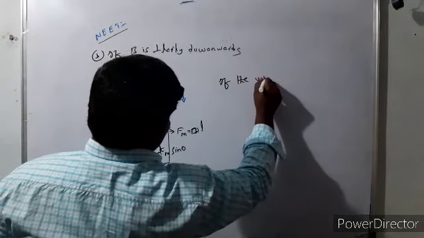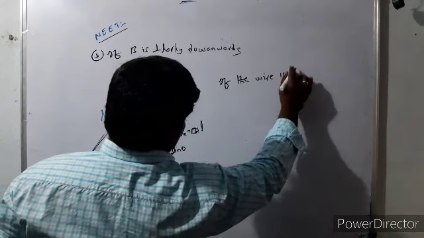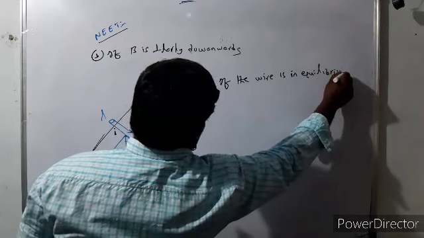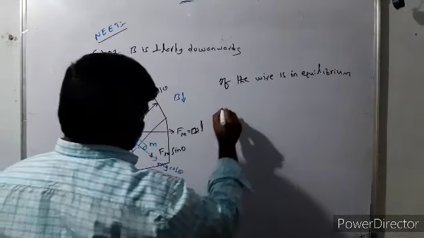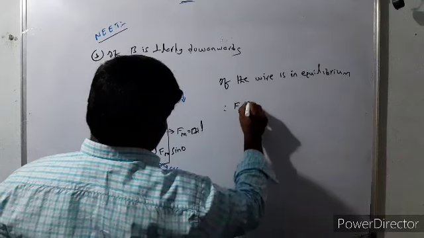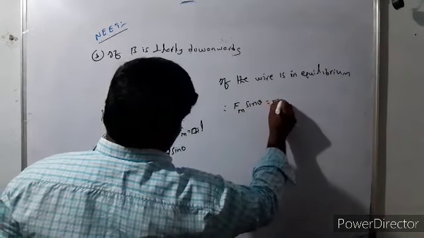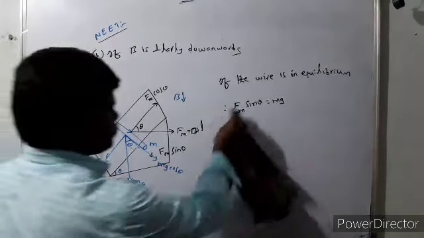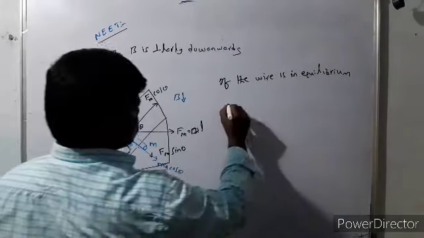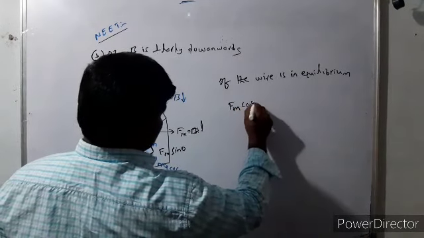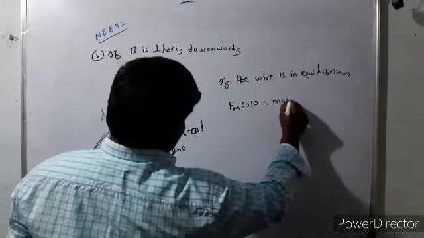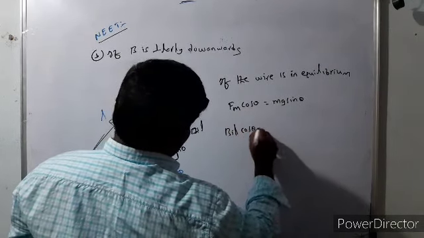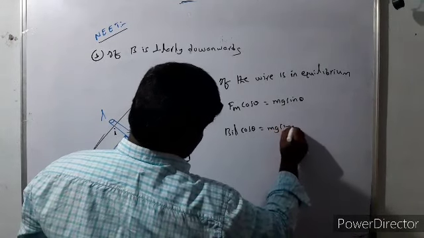If the wire is in equilibrium, along the inclined surface, what is the condition? The two forces must be equal and opposite. Fm cos theta is equal to mg sin theta. Fm is how much? BIL cos theta is equal to mg sin theta.